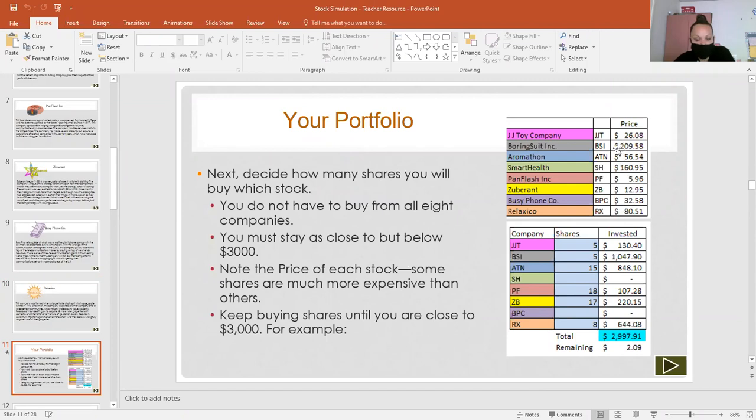So notice the first column on your sheet tells you the share prices. Stay close to 3,000, but under it; you cannot go over $3,000. And you can keep adding shares until you get to 3,000. So if you're not quite there yet, you can add different shares of different things. Again, look at the price. PanFlash is only about $6 per share, but Boring Suit is $210 per share. So that's what you guys are all doing right now. I'll give you a couple of minutes to work on that.